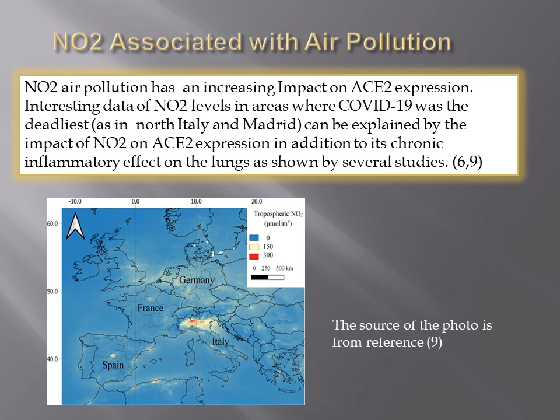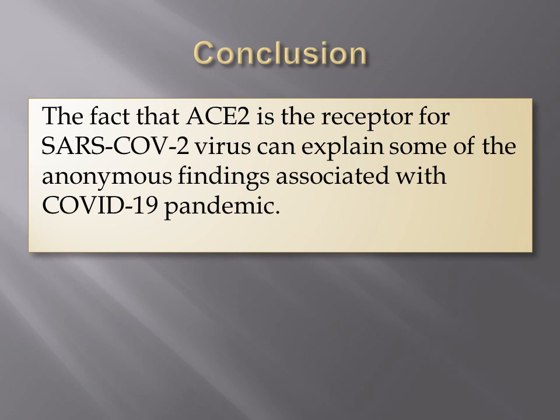In addition, of course, another reason is the chronic inflammatory effect caused by nitrogen dioxide on the lungs and on the respiratory system in general. So again, this is another observation with COVID-19 that could be related to ACE2. The final conclusion of this presentation is that the fact that ACE2 is the receptor for the SARS-CoV-2 virus can explain some of the anomalous findings associated with the COVID-19 pandemic.